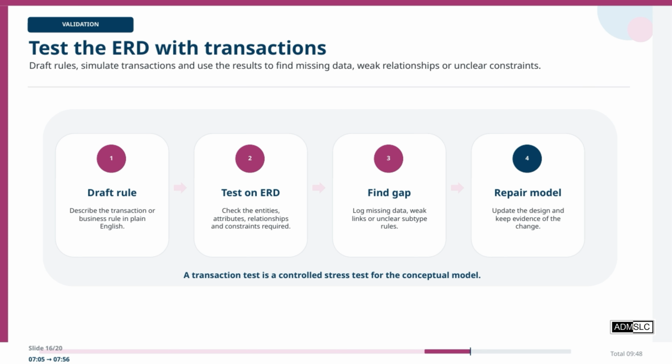Then physically trace your finger over your ERD. If a manager updates a subscription, do you have a manager entity? Is it correctly connected to a subscription entity? Can the data legally flow between them based on your relationships? If not, you've just found a major gap in your model that desperately needs fixing.